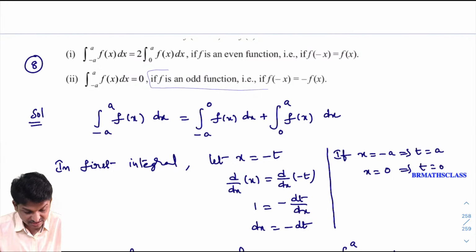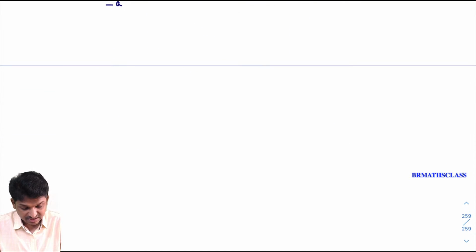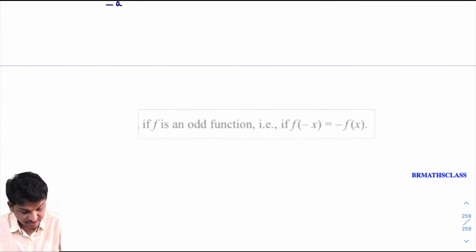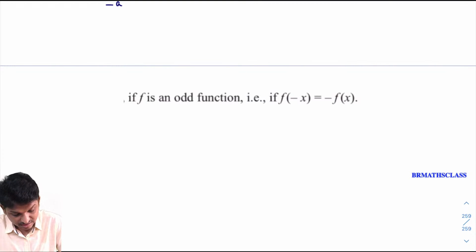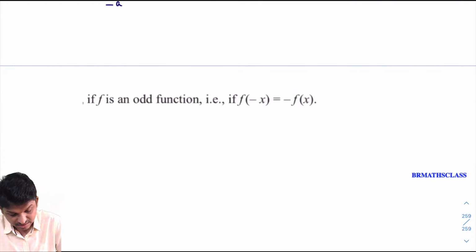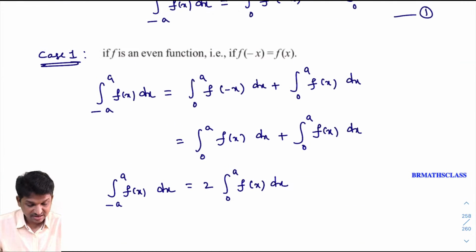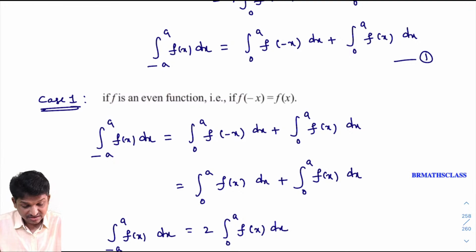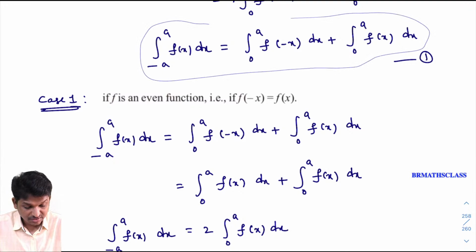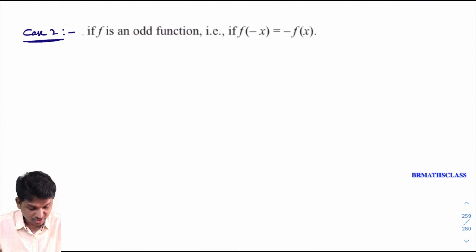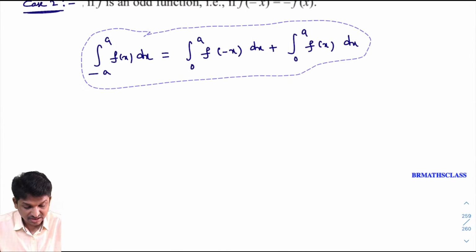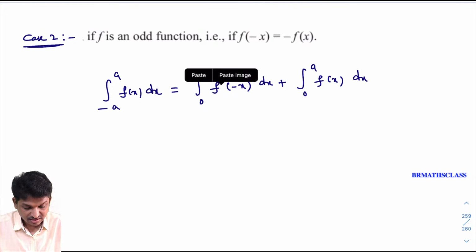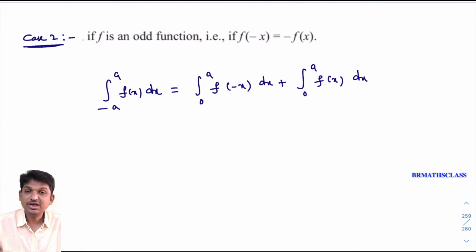When the function is an odd function, it means f of minus x is minus f of x. Okay, case 2. What is case 2? We have this equation 1, which we derived. I'll take this one. So this is from equation 1. From equation 1 we got it like this.